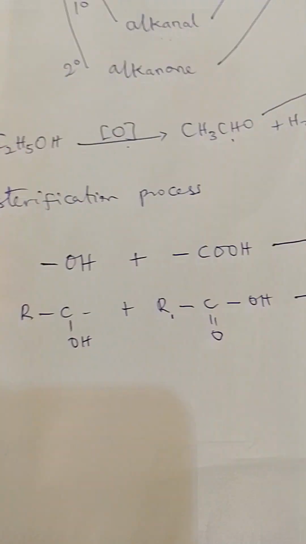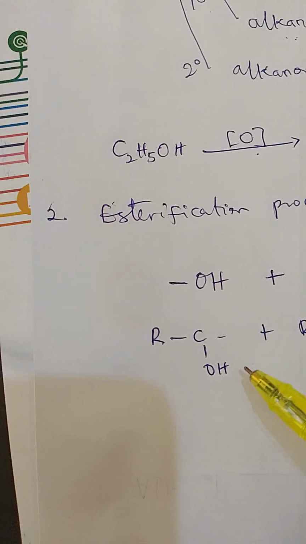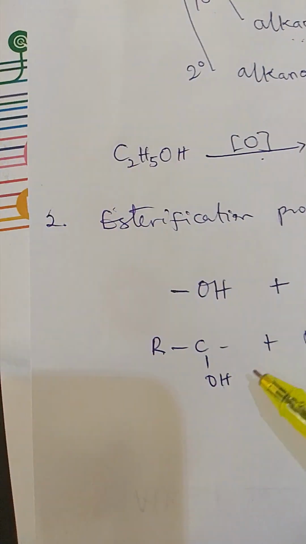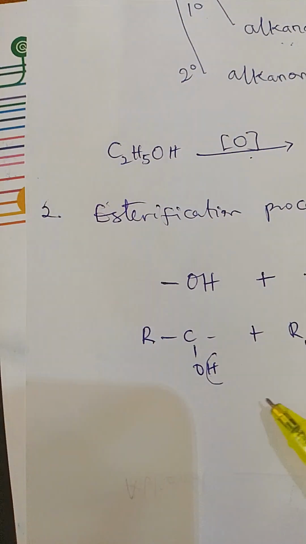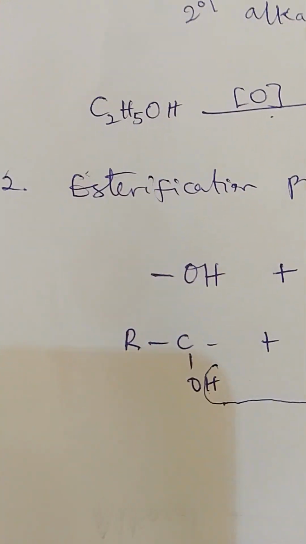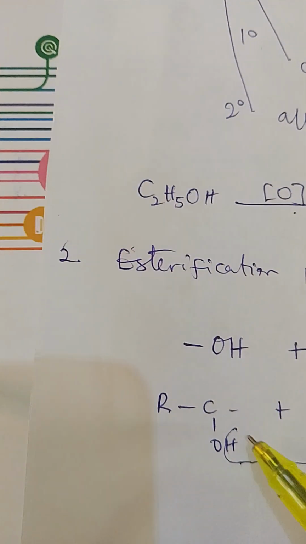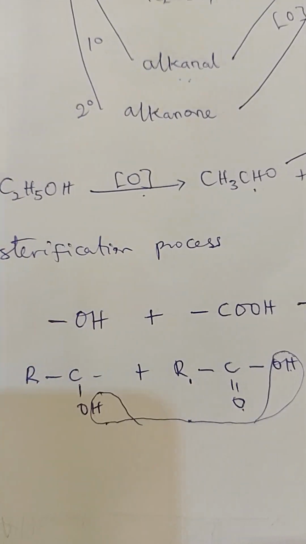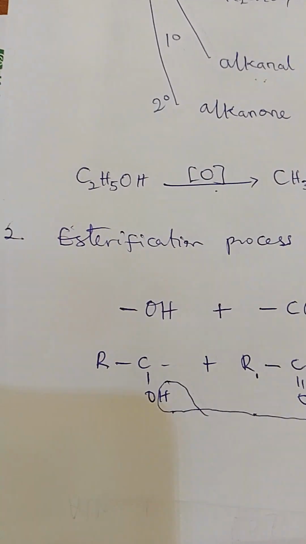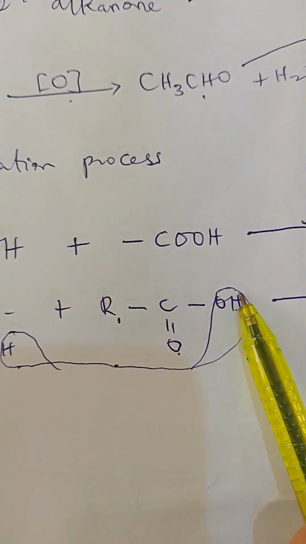Now what happens to form your ester? To form your ester, you see this H here, we react it with this OH here to form H2O. Are you getting it now? To form H2O, this H from this alkanol and the OH from the oic acid will form your water.